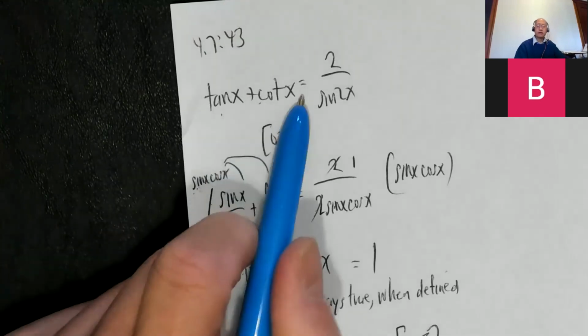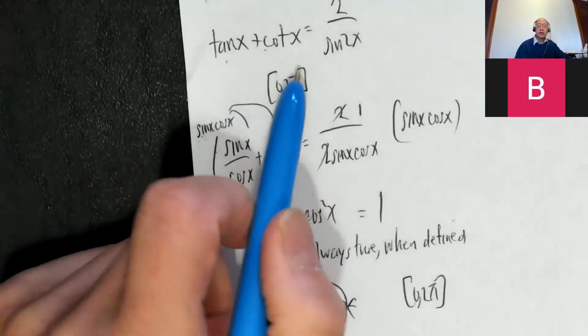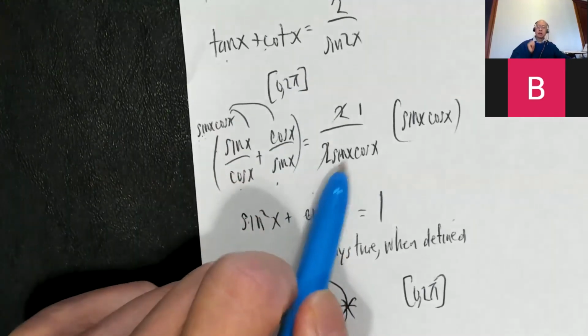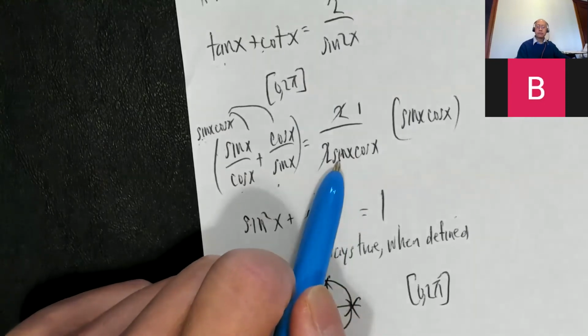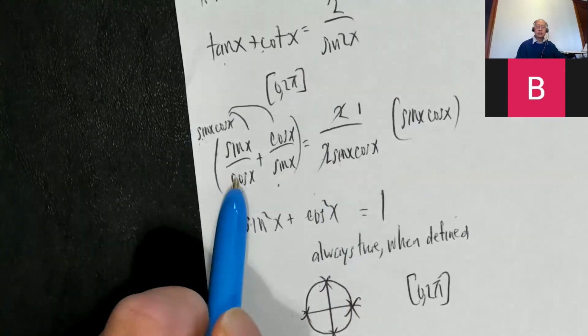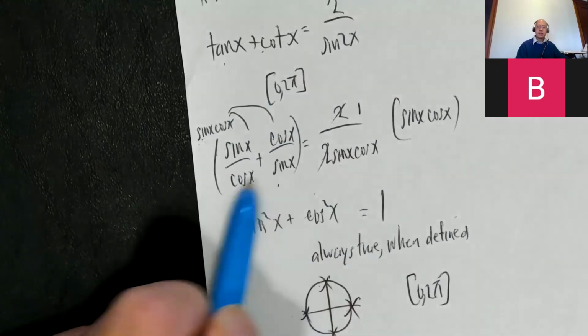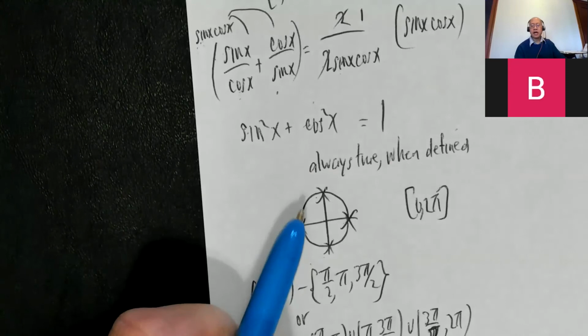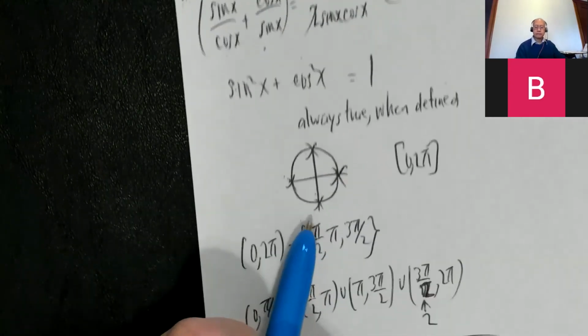I do have to go back and watch out for when these functions are undefined. I see the denominator has sine x, cosine x. That'll be undefined whenever sine x or cosine x is 0. And likewise, tan x looks like that, cotangent x looks like that. Again, cosine x or sine x cannot be 0. So when it's either the sine or the cosine 0, that's here, here, here, and here.